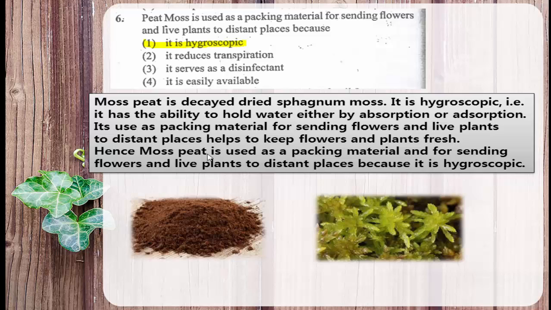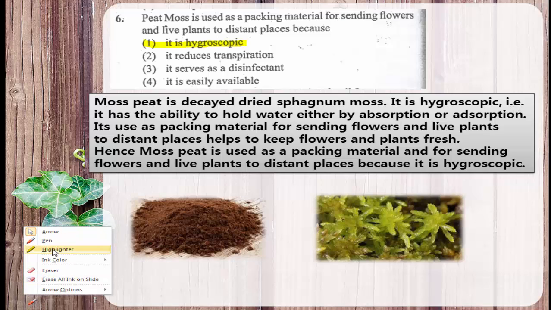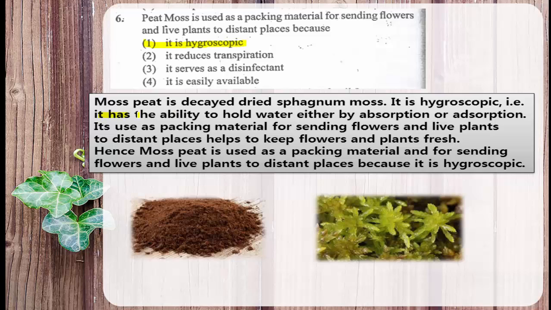Because of that only it is used as packaging material. See, this is the peat moss image, and this is a sphagnum plant which belongs to mosses. Peat moss is decayed and dried sphagnum moss. It is hygroscopic, that means it has water holding capacity. It has the ability to hold the water either by absorption or by adsorption. So it holds the water, that is why the term hygroscopic.